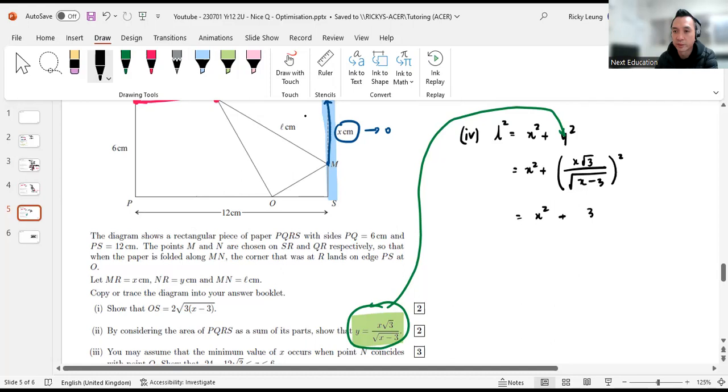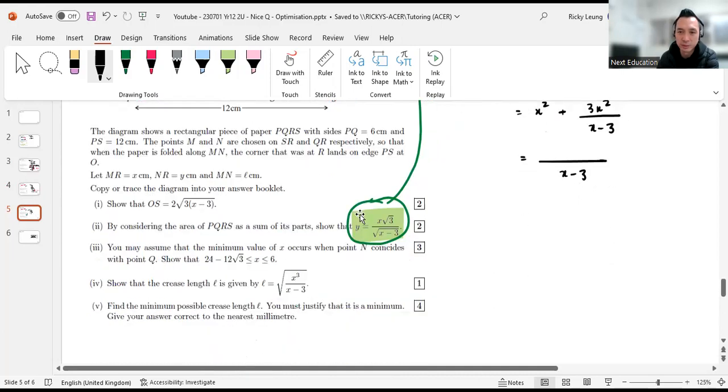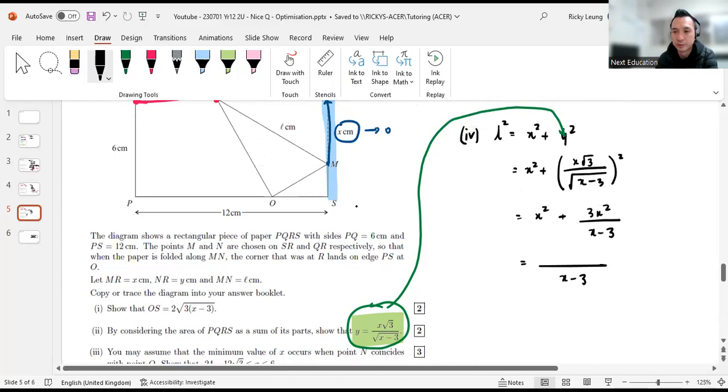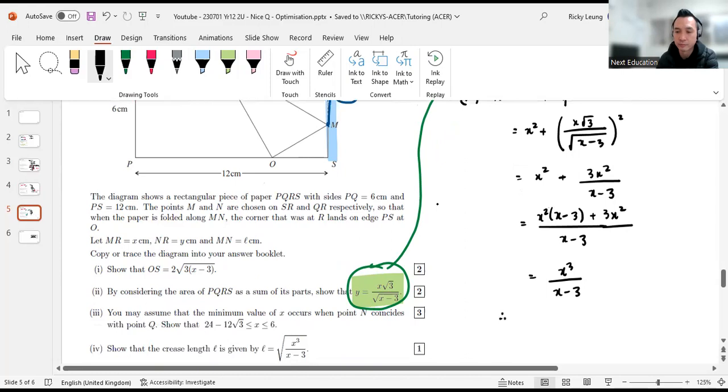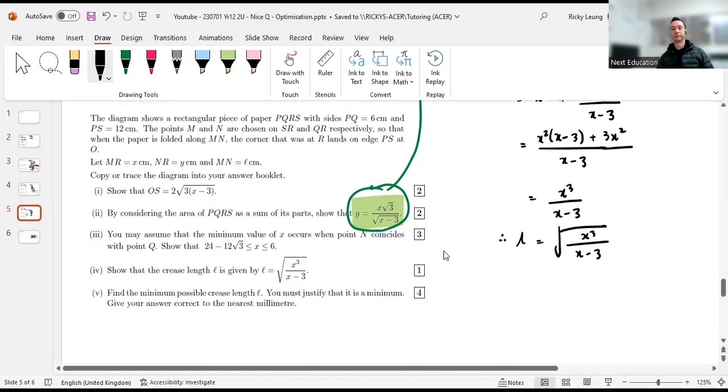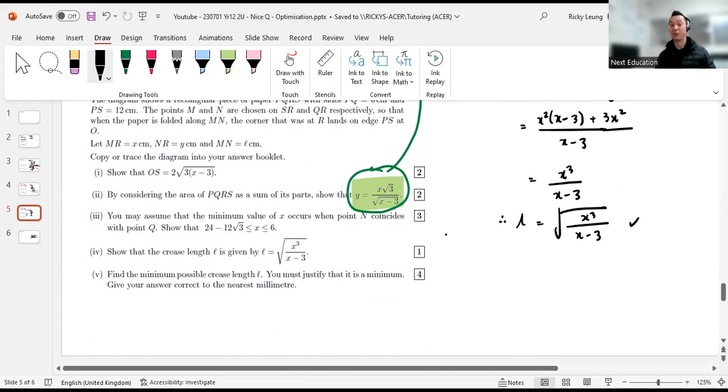So plus 3x squared over x minus 3. I think we need a common denominator because I think they've got the x cubed in there somewhere. Yep. Okay, so it becomes x squared times (x minus 3) plus 3x squared. The 3x squared cancel out and you get x cubed over x minus 3. Therefore, the length was the square root of x cubed over x minus 3. Done. Now for 4 marks minimum.